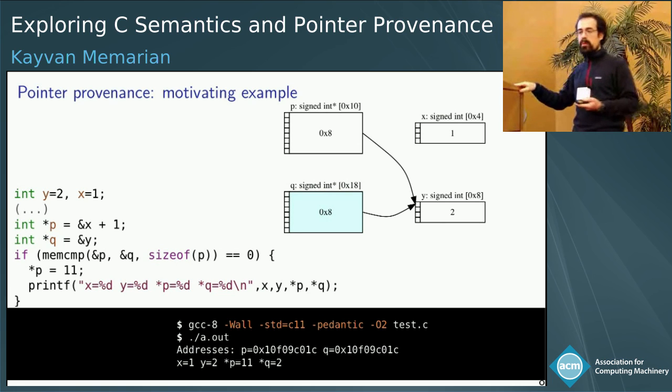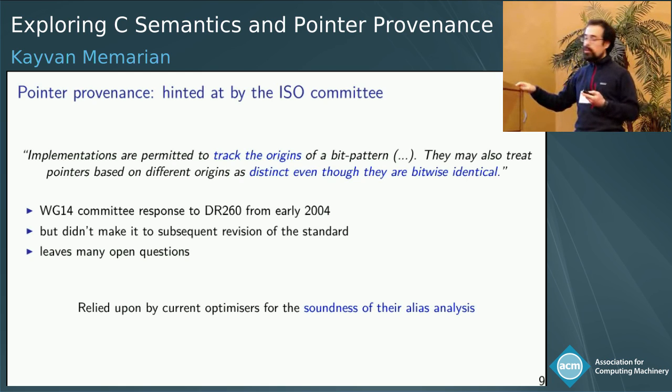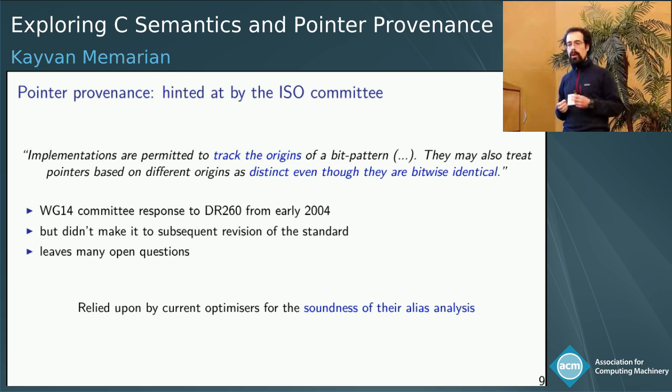You could think that this is maybe just a bug in GCC, but in fact, a few years back, somebody asked a very similar question to WG14, which is the ISO committee in charge of writing and maintaining the C standard. And they gave an answer where they said that implementations, so compilers, are allowed to track the origin of bit patterns. And so origin here is what we call provenance. And in particular, when you have two pointers with the same physical representation but different origin, provenance, they're allowed to consider them to be distinct. And so this was an answer they gave in 2004, so quite a while back.